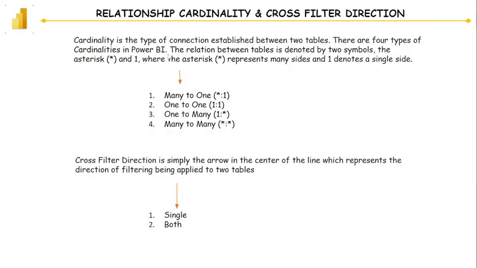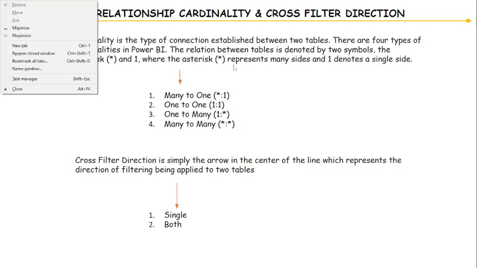Now let's talk. Cardinality is the type of connection. Remember, data modeling is the relationship that you create between primary key and foreign key, but cardinality is the type of the relationship. Very important. Cardinality is the type of the connection established between two tables. There are 4 types of cardinalities in Power BI. The relation between tables is denoted by 2 symbols, asterisk and 1, where asterisk means many, and 1 denotes a single side. What does this mean, guys?